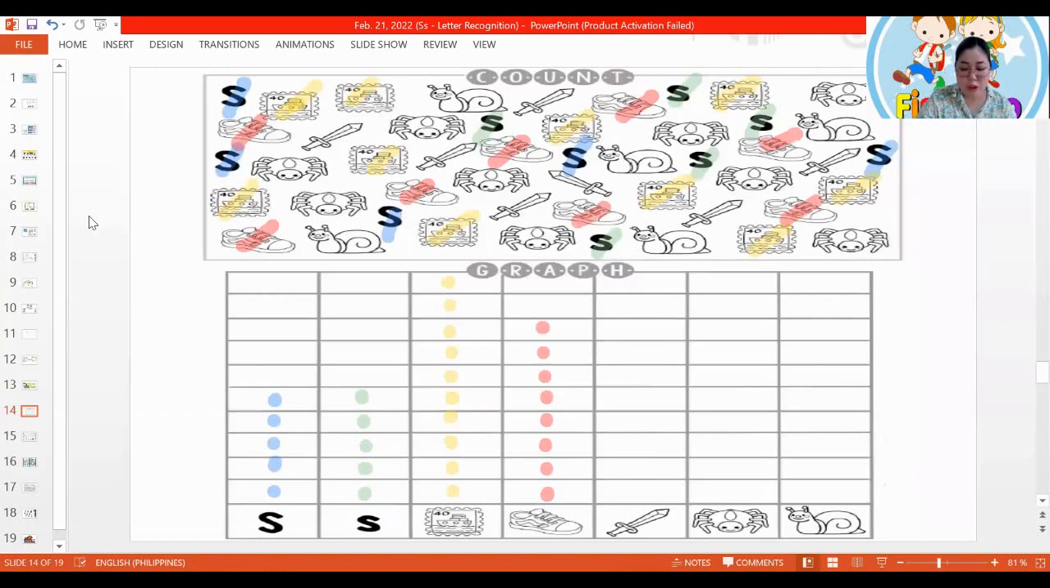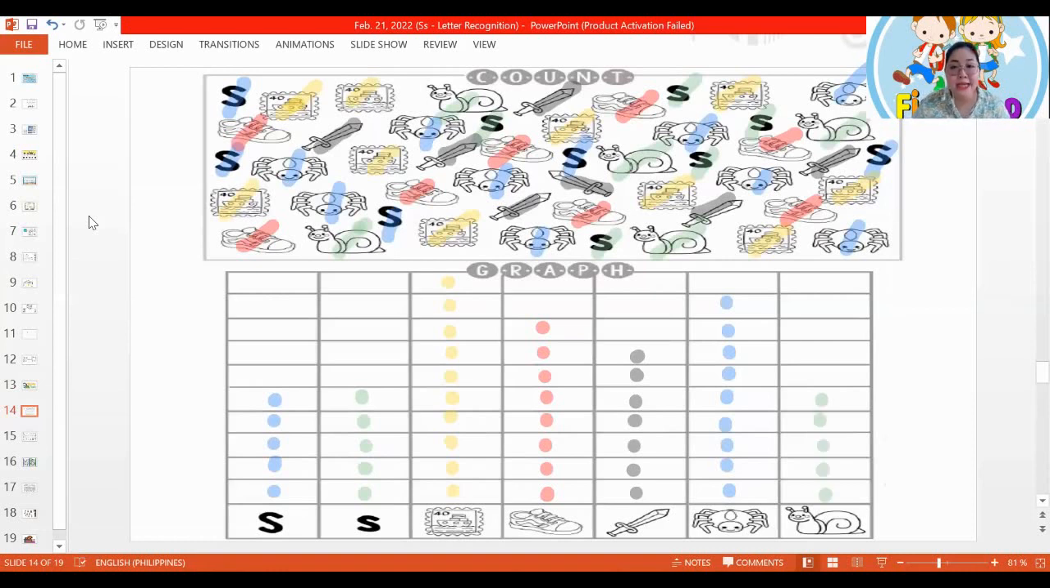Then we have our sword. 1, 2, 3, 4, 5, 6, and 7. Then we have our spider. 1, 2, 3, 4, 5, 6, 7, 8, 9. And lastly, we have to look for our snails. 1, 2, 3, 4, 5.